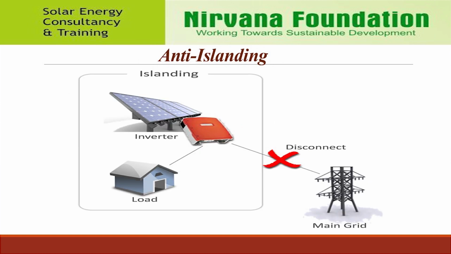Anti-islanding. Anti-islanding protection is a commonly required safety feature which disables PV inverters when the grid enters an island condition. This is an important safety feature built into all grid-connect inverters.